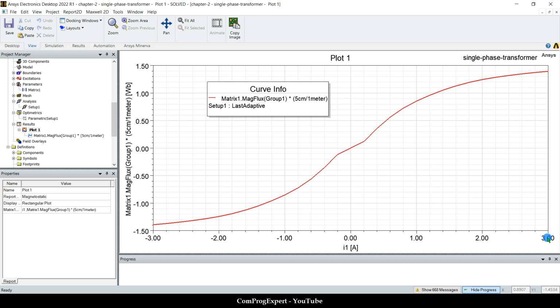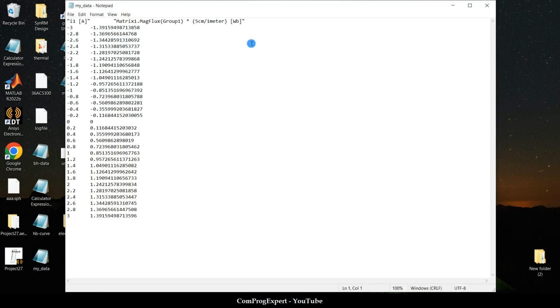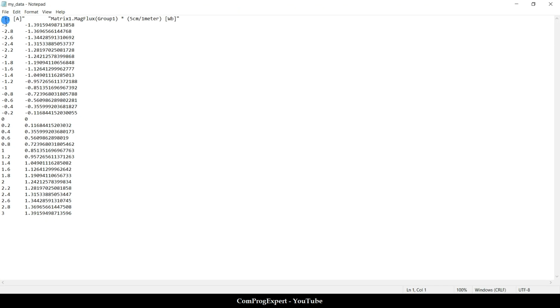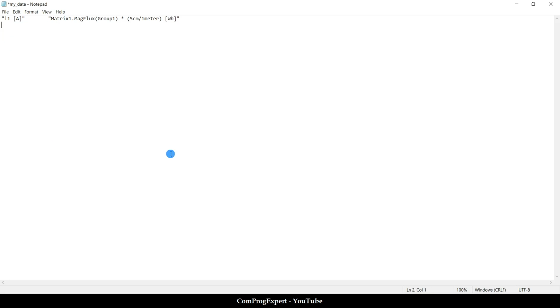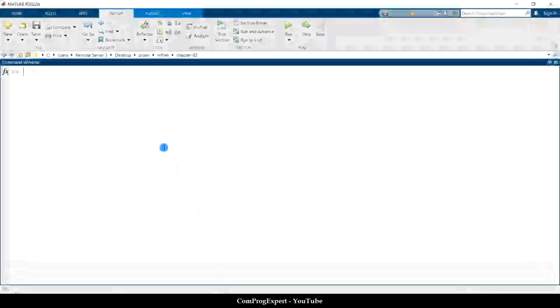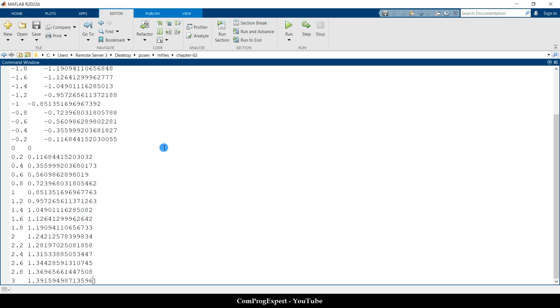Okay, when the value of the current is 3 amps, the value of the flux linkage is close to 1.5 Weber. Here is the data. How can we rearrange this data? Here the first column is current, the second one is flux linkage. So let me cut this in MATLAB data. We can define this matrix.